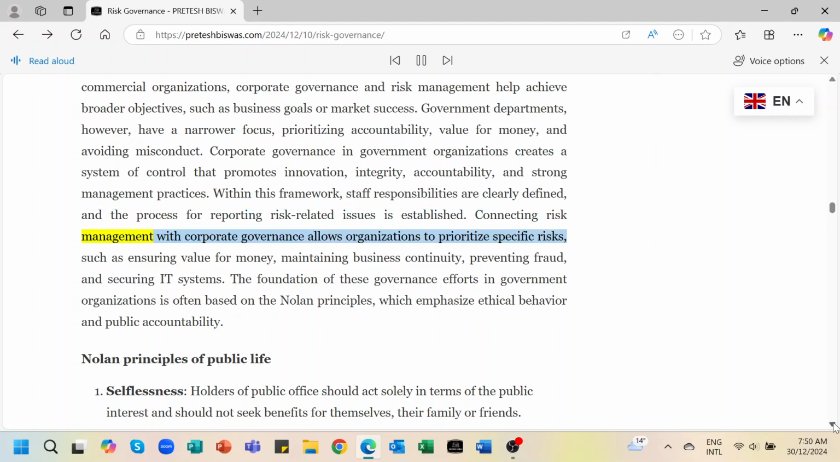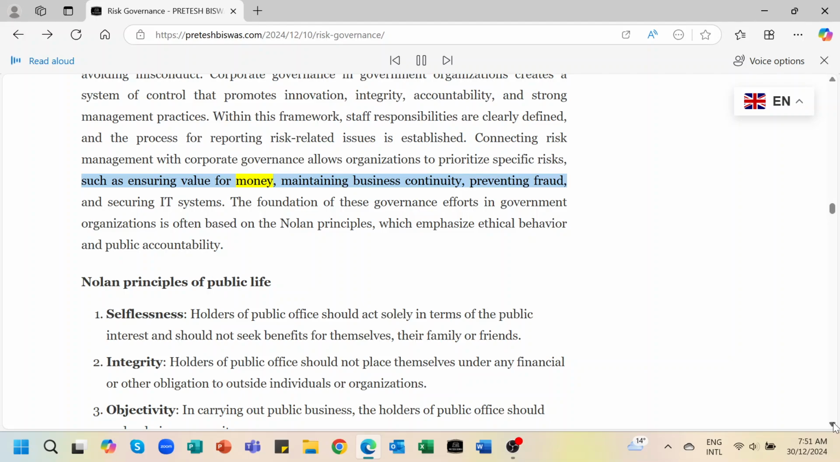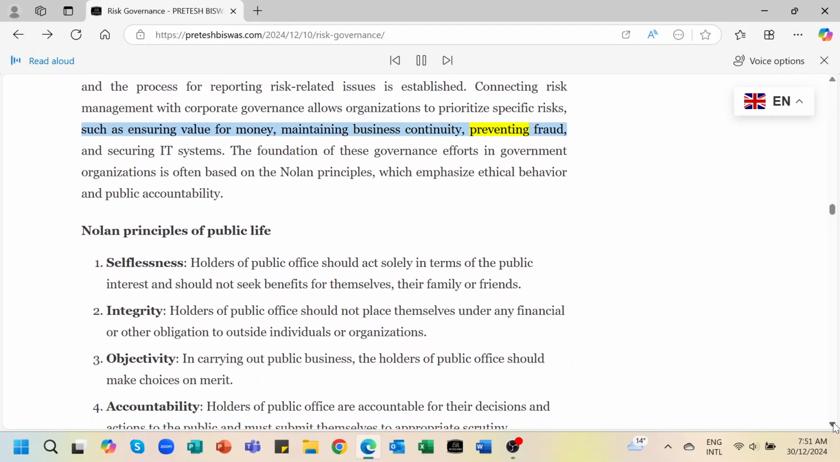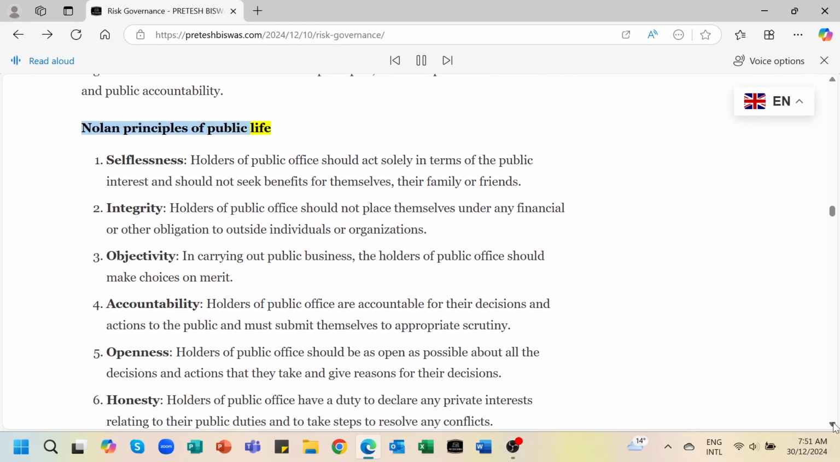Connecting risk management with corporate governance allows organizations to prioritize specific risks, such as ensuring value for money, maintaining business continuity, preventing fraud, and securing IT systems. The foundation of these governance efforts in government organizations is often based on the Nolan Principles, which emphasize ethical behavior and public accountability. Nolan Principles of Public Life.